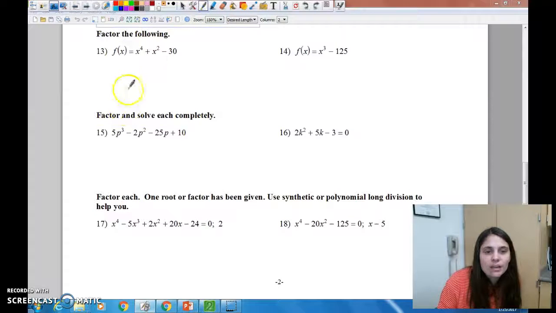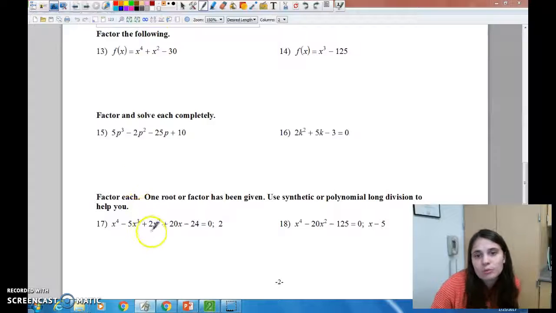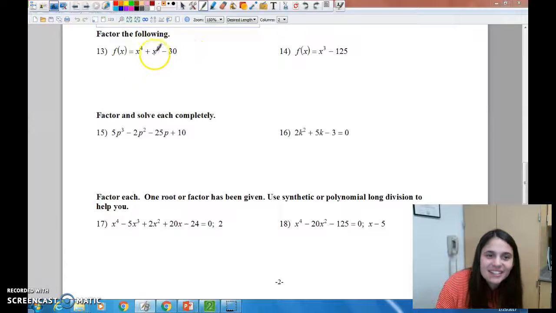So number 13, we're now factoring. So all the rest of these problems are problems we've already done on the multiple choice, but it's just the show your work version so I can make sure that you're not just guessing, that you actually know what you're doing. So if we start here, this is an x to the 4th.